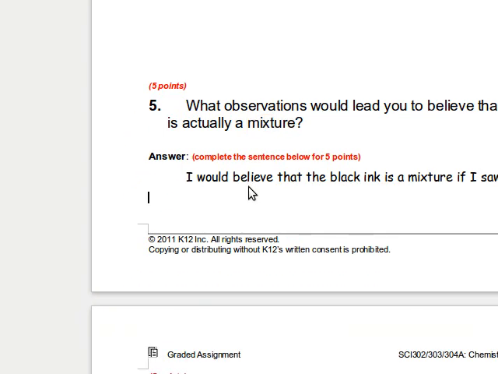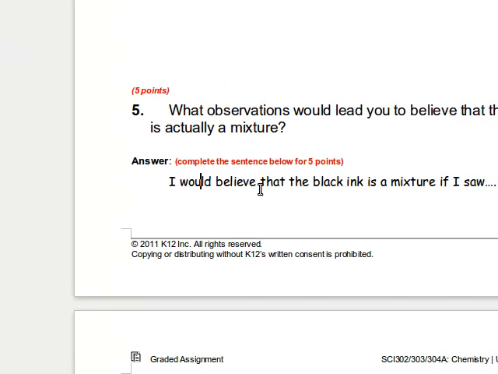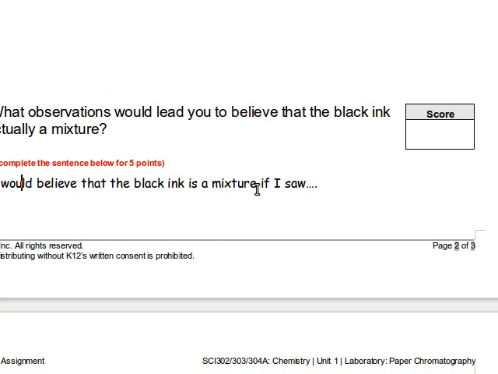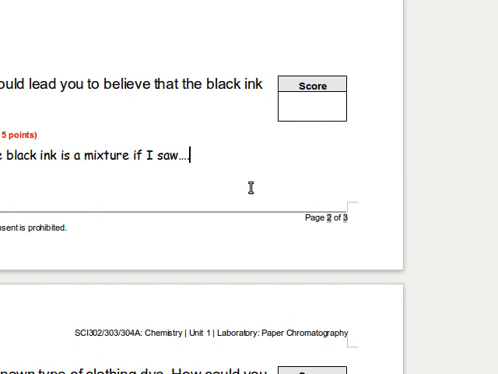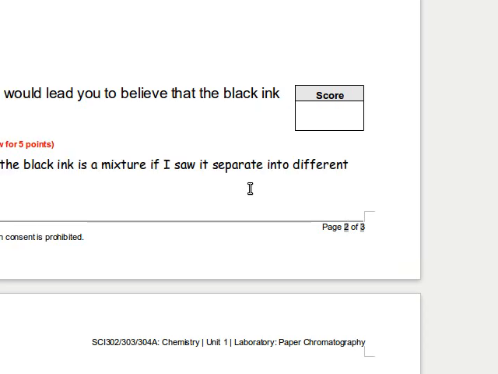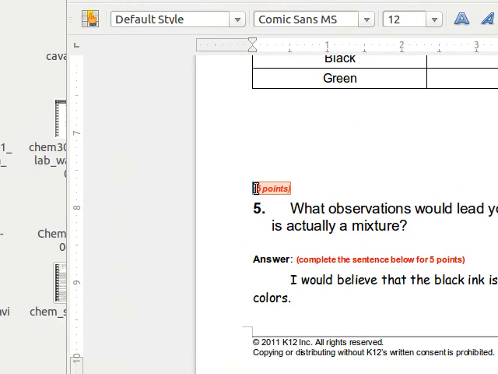Personally, I'd probably have to see that the black ink separated into different colors, and then I'd think it's a mixture of different colors. So I would answer something like, I would believe that the black ink is a mixture if I saw it separate into different colors. So here's how I'd complete it. It separates into different colors. And then I'm done. And since I'd grade myself, I'd give myself 5 points for that.